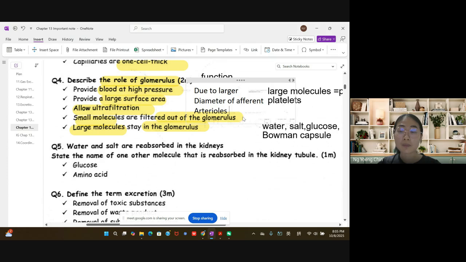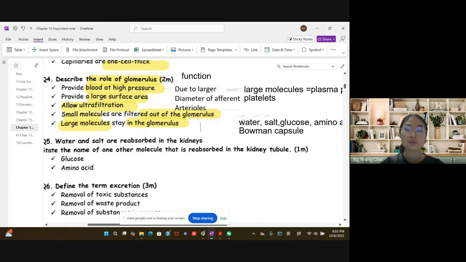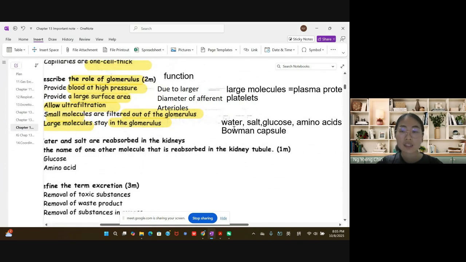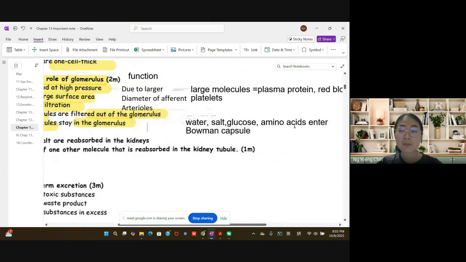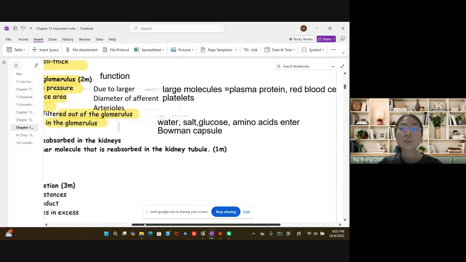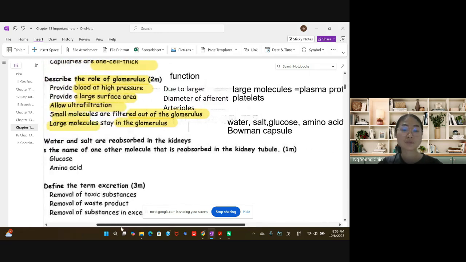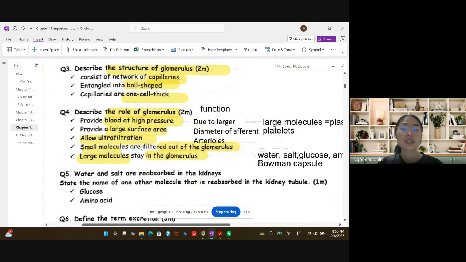So from this glomerulus, they will enter into the Bowman's capsule. You should know what kind of particles can get into the Bowman's capsule. It refers to this one: the small particles, which are water, salt, glucose, and amino acids. How about the large particles, like plasma proteins, red blood cells, and platelets? Their size is too large, so they cannot pass through the membrane into the Bowman's capsule. So this is the importance of the process of ultrafiltration.